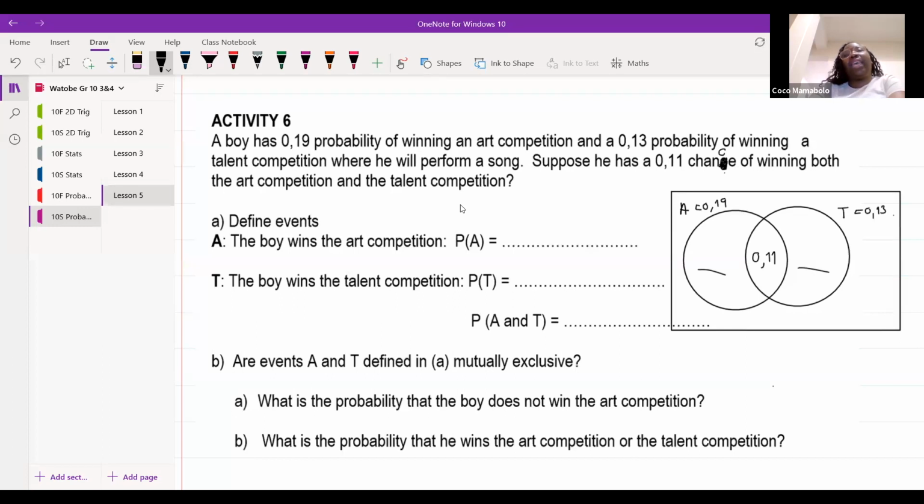How much do we have for A, just the art competition alone? Correct, Bonge. That's it. Oratile, beautiful. Namisile, check the number of zeros you have there. It should be 0.08. Be very careful. Danvir, 100% correct. That's exactly what we're looking for. And on the other side, we're going to get 0.02. That's it. 0.02.